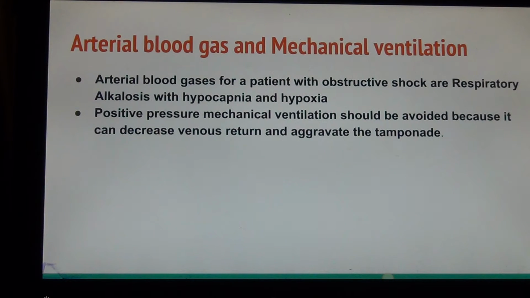Arterial blood gas and mechanical ventilation. Arterial blood gas for a patient with obstructive shock shows a respiratory alkalosis with hypocapnia and hypoxia. Positive pressure mechanical ventilation should not be used because it can decrease the venous return and aggravate a cardiac tamponade.